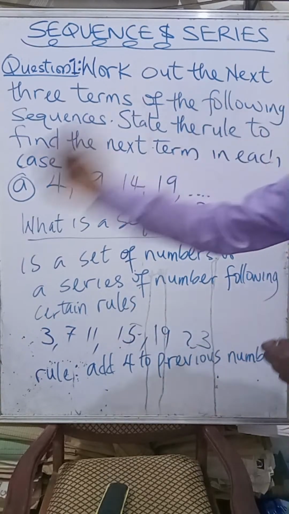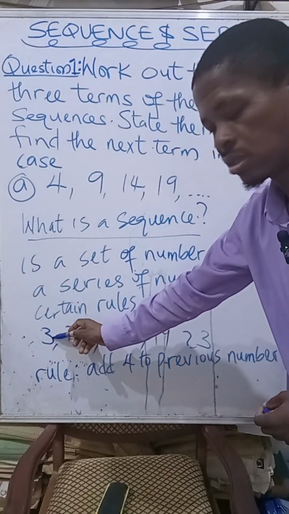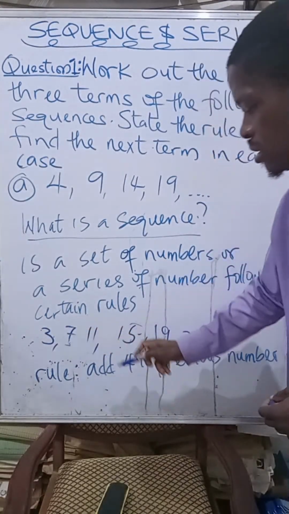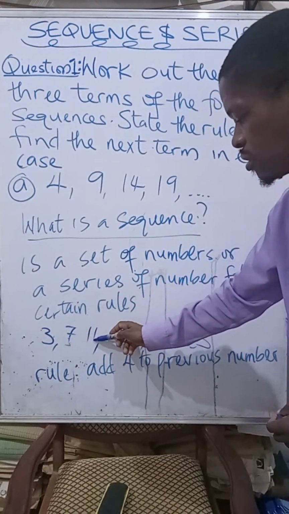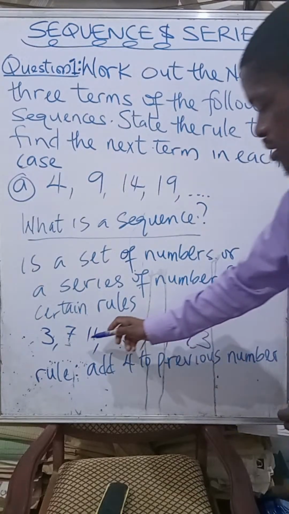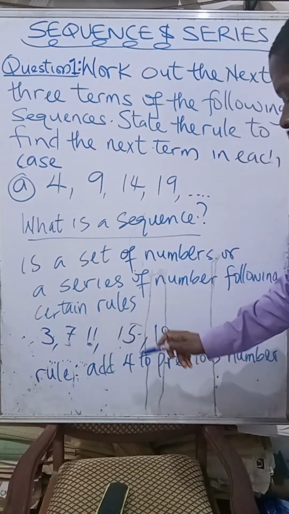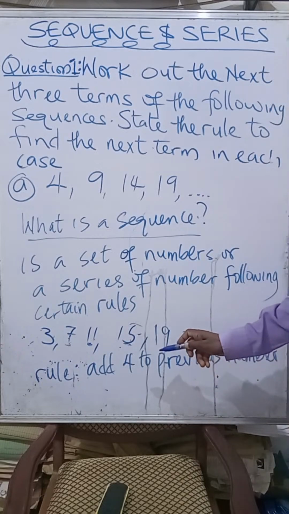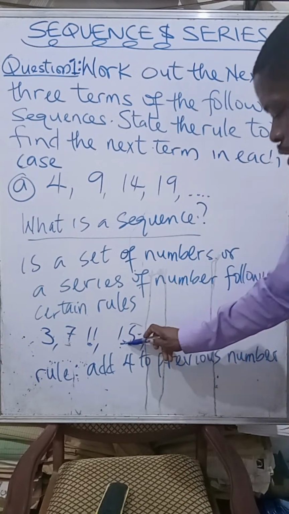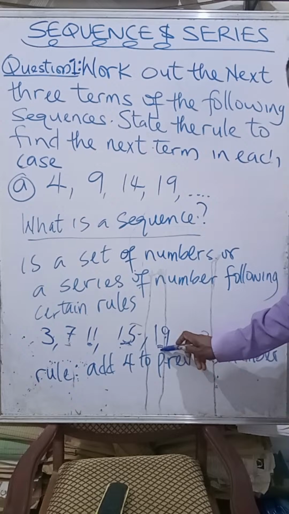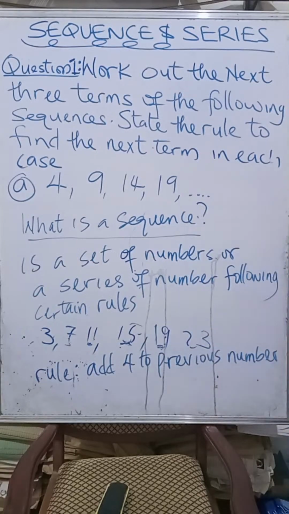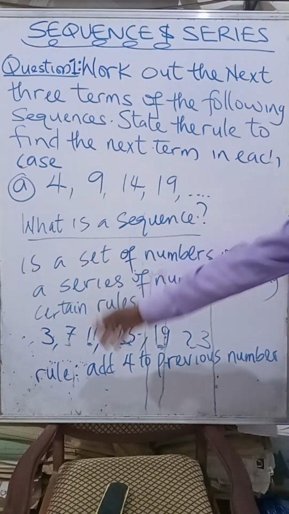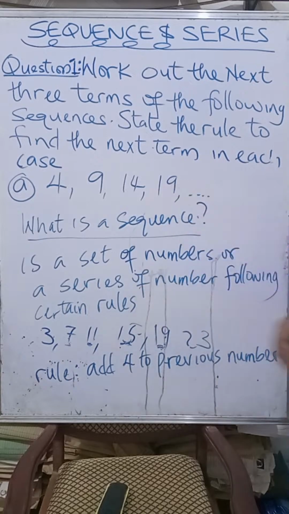You keep adding 4. The first one plus 4 will give you the second one. The second one plus 4 will give you the next one. This one, 11 plus 4, will give you the next value. So this is your previous value, plus 4 will give you 19. This 19 also plus 4 will give you 23. So that's the rule that governs this sequence.